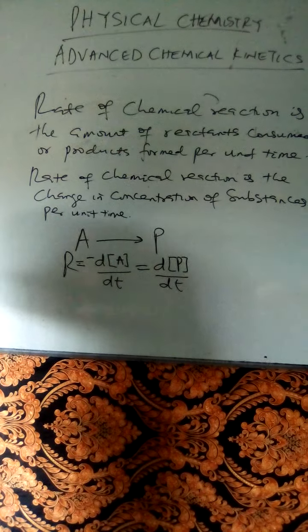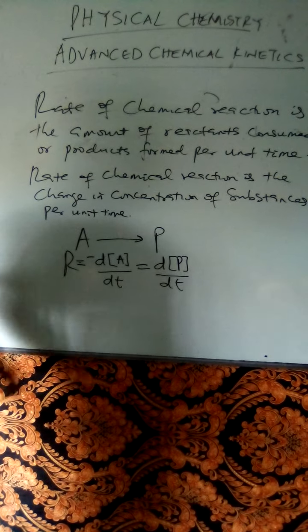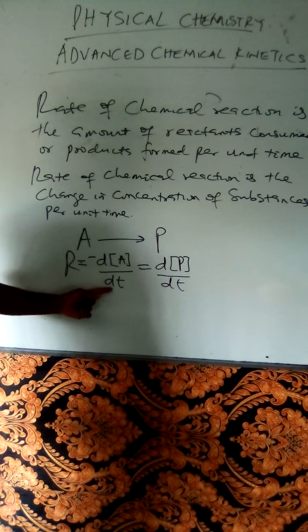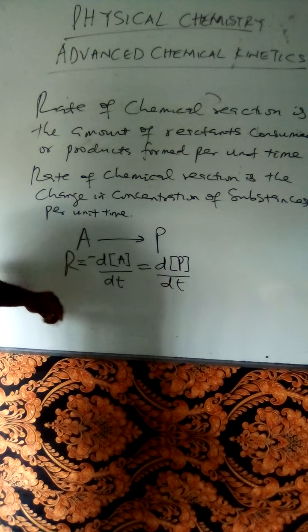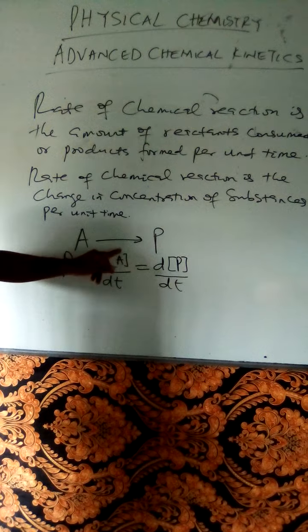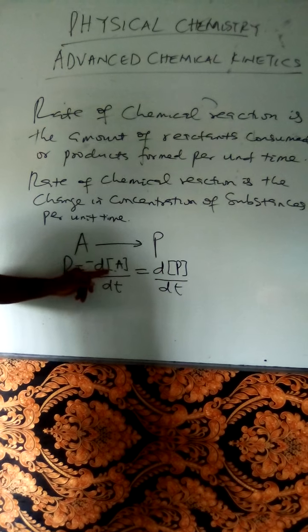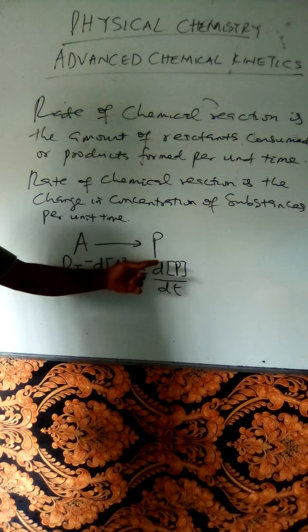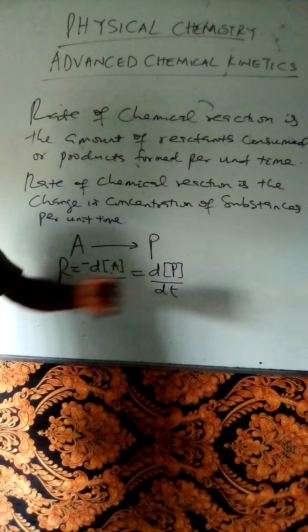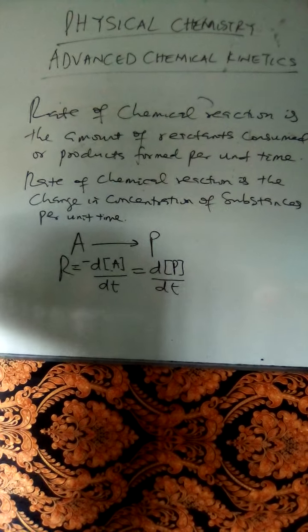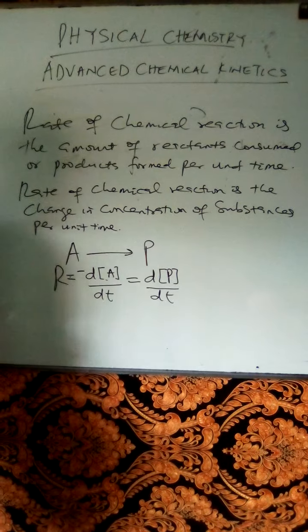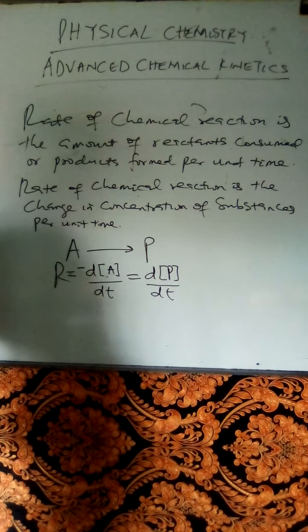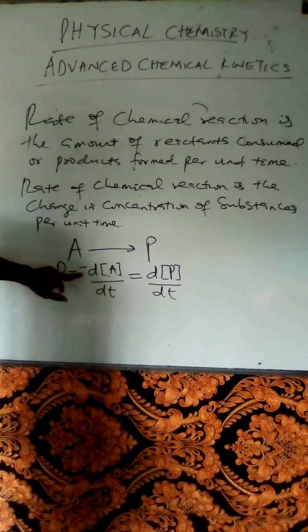So what do these symbols stand for? This is the change in concentration of A by the change in time. In chemistry, when a substance is put inside a square bracket, it implies the concentration of that substance. Then this is the change in the concentration of the product over change in time. So we can express the rate of chemical reaction in terms of the reactants or in terms of the products. The question is, why do we have a negative sign here?